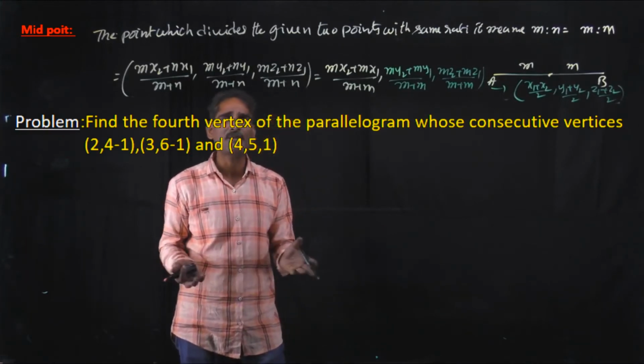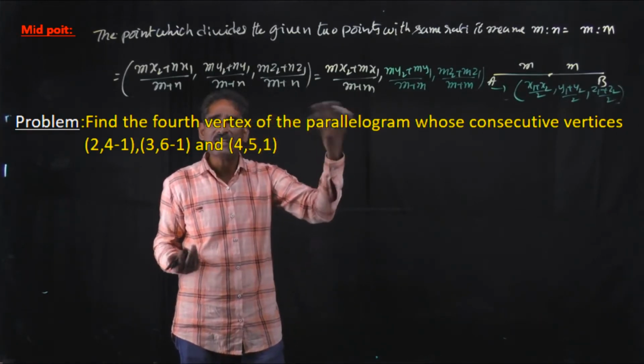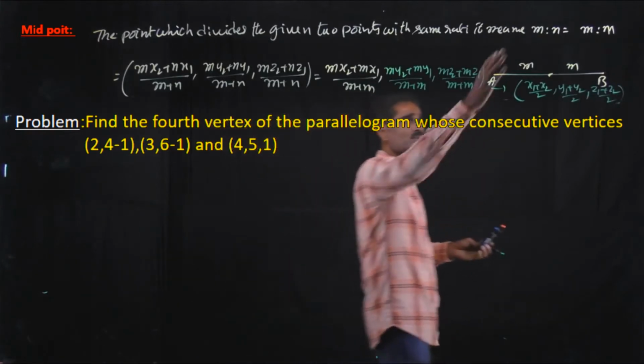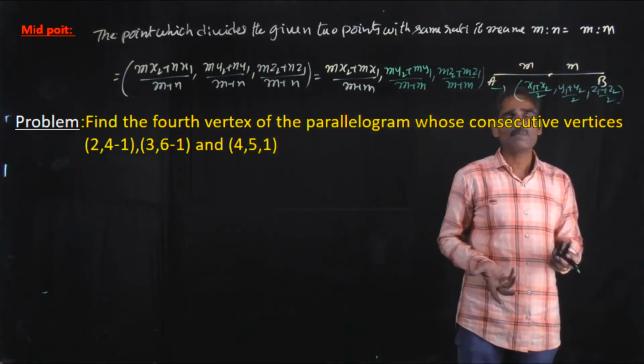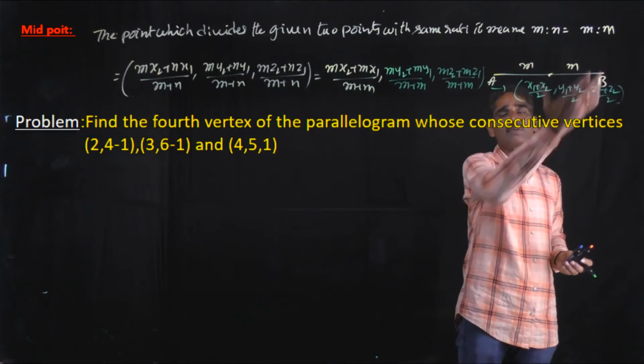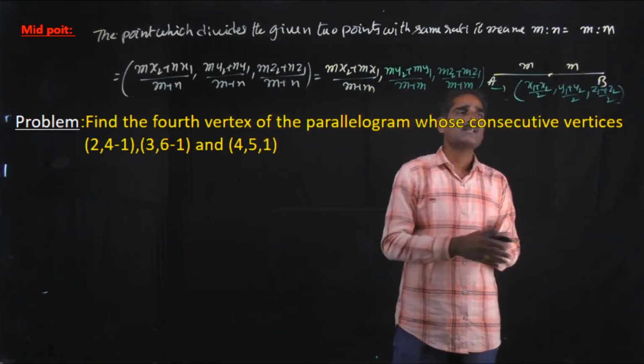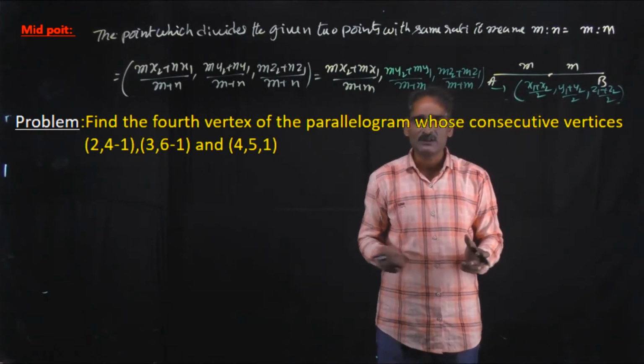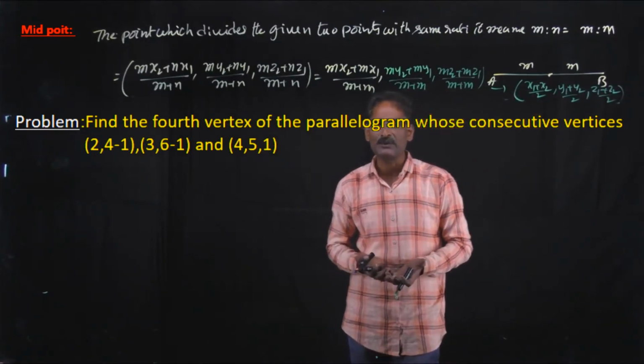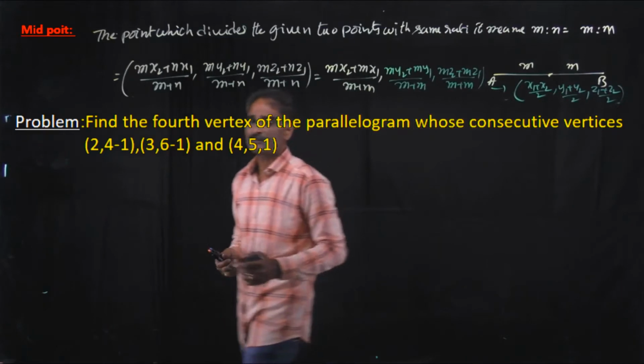Just what will happen here? The ratio is equal. That means in place of m is to n, just replace m is to m. That means replace the n by m. Then this formula becomes this one. This is nothing but this one. This is the formula for midpoint of line segment joining A and B. Okay, now come to the problem.